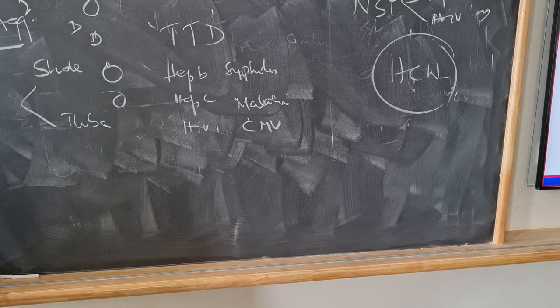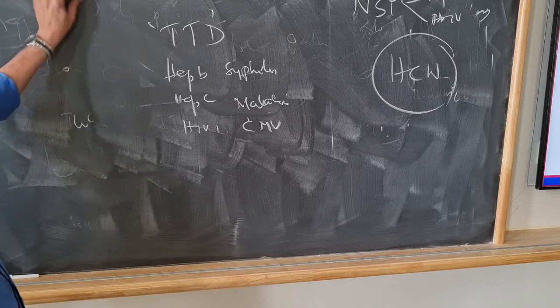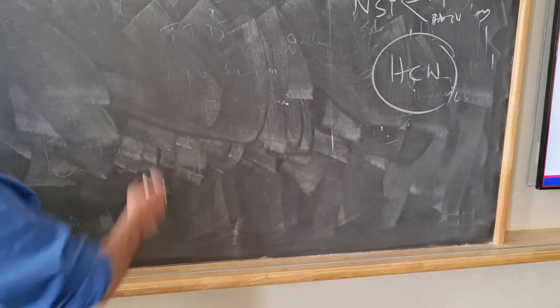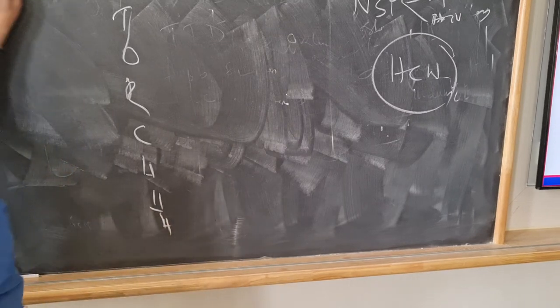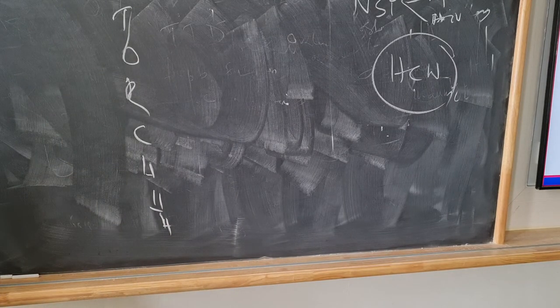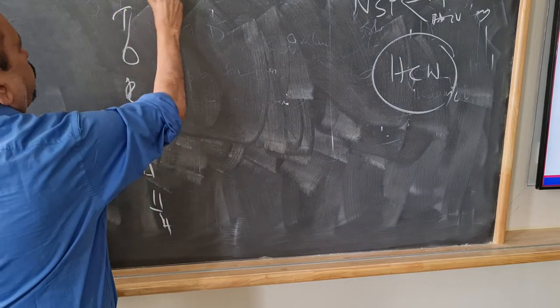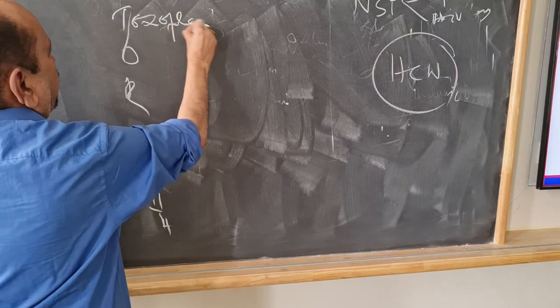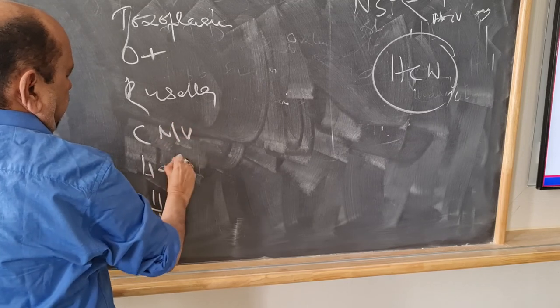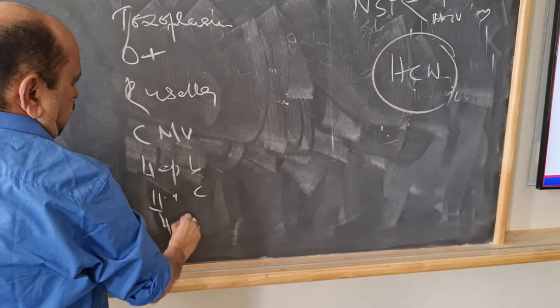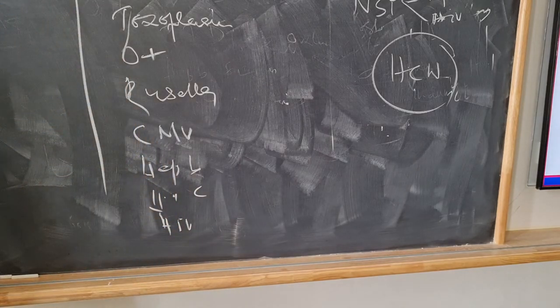And vertical transmission, mother to child transmission during intrauterine life, during pregnancy. You remember with the mnemonic STORCH. S for syphilis, T for toxoplasma gondii, O is for others, R is rubella, C is cytomegalovirus, H is Hep B, Hep C, HIV.